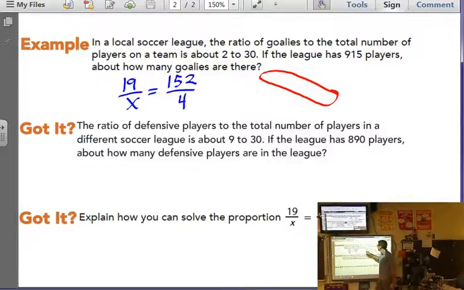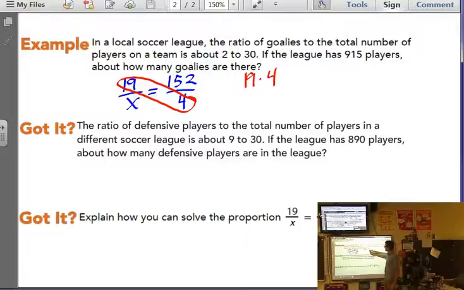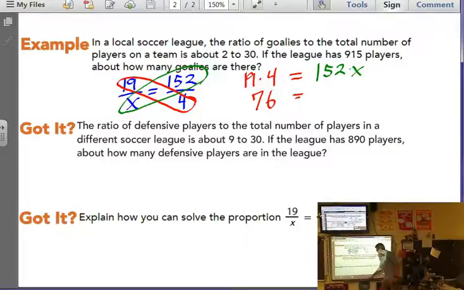So I'm going to get 19 times 4 will be equal to my other cross multiplication of 152 times the x. My 19 times 4 is 76. And then I still have the 152x.